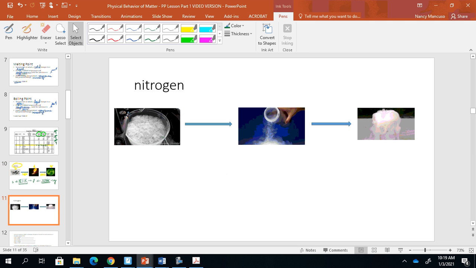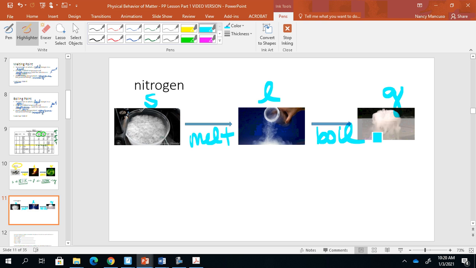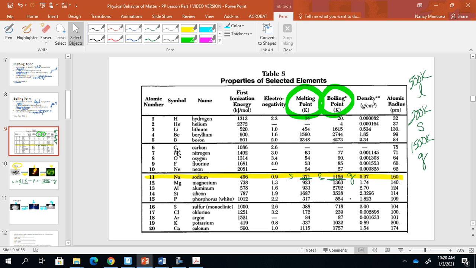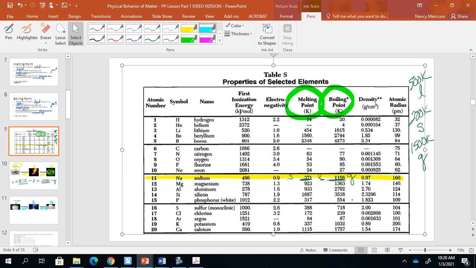All right, now I picked a different one, nitrogen. So here it's a solid, here it's a liquid, here it's a gas. So to do this, I have to melt it, and to do this, I have to boil it. So now I'm going to look up nitrogen. So nitrogen is actually on this one. So here's nitrogen right here.